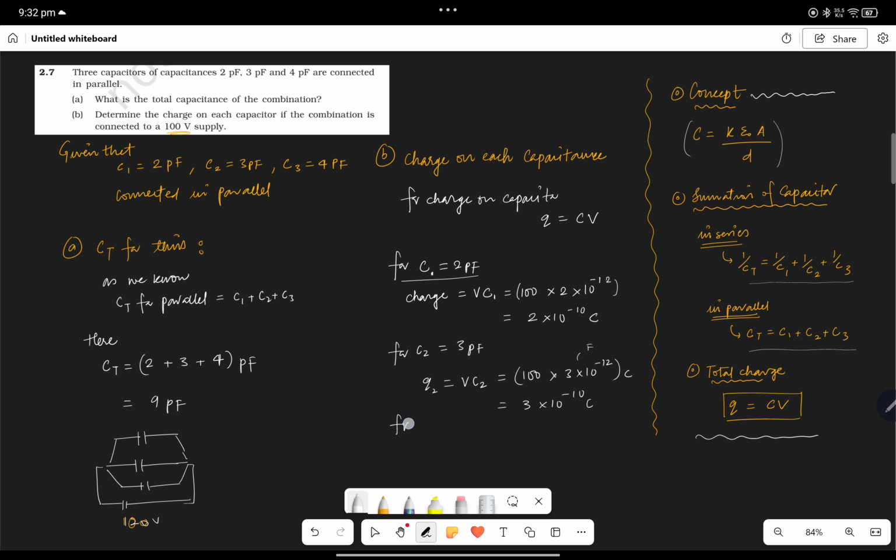For C3, we have 4 picofarad, and Q3, the charge on the third capacitor, is VC3, that is 100 into 4 into 10 to the power minus 12 coulomb, and that is going to be 4 into 10 to the power minus 10 coulomb. So these are the answers, right? It is a very easy question. You just have to know the theory and you can easily solve the question.